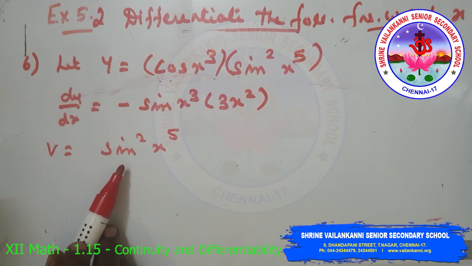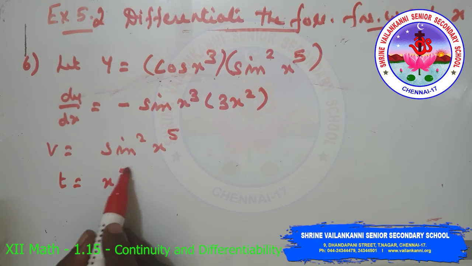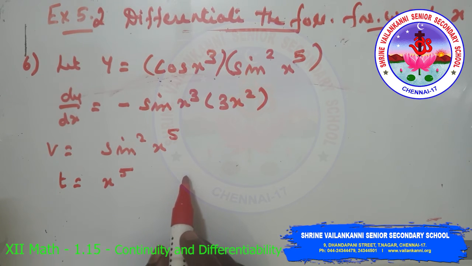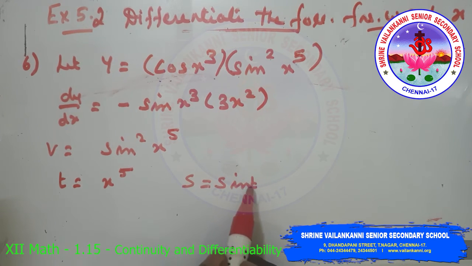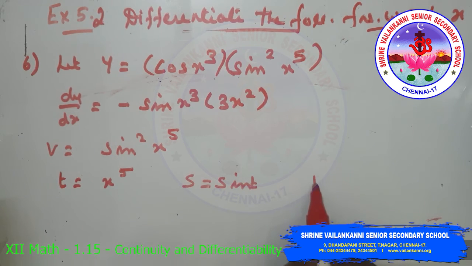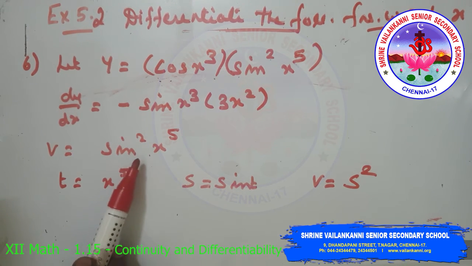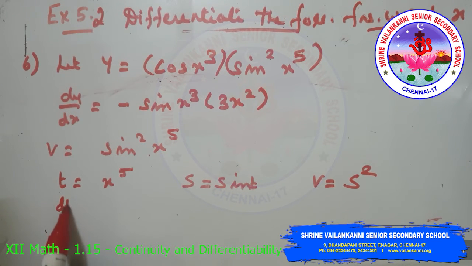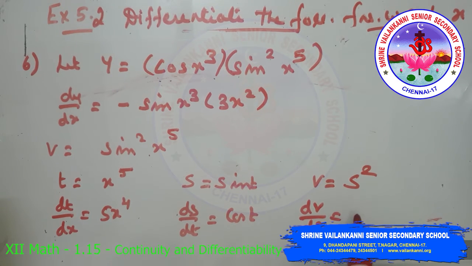Then sine square of x power 5. Put t equal to x power 5. Then s equal to sin t. Then we can write v equal to s square. X power 5 is t, then s will become sin t, then v will become s square. So differentiating t with respect to x, dt by dx is equal to 5 into x power 4, ds by dt is cos t, and dv by ds is 2s.